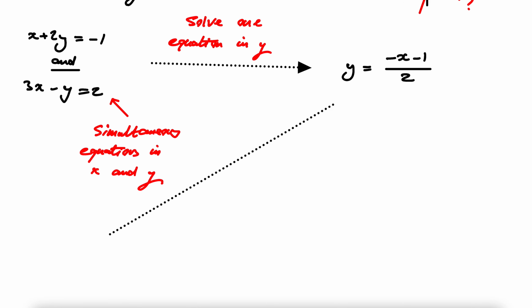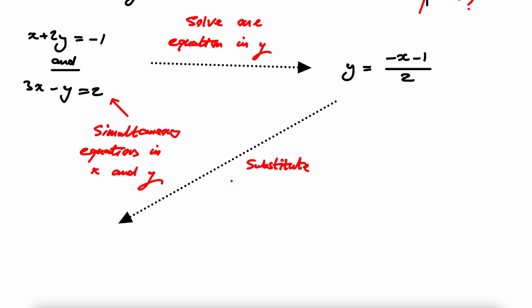So let's now go over here and substitute into the second equation. So what does that give me? Well, in the second equation I would get 3x minus y, so that's now minus x minus 1 divided by 2. You've got to be very careful with the algebra here, is equal to 2.